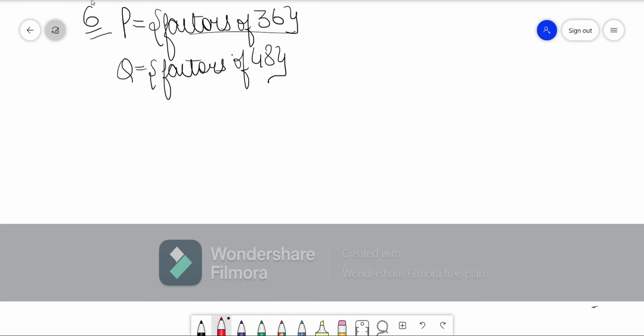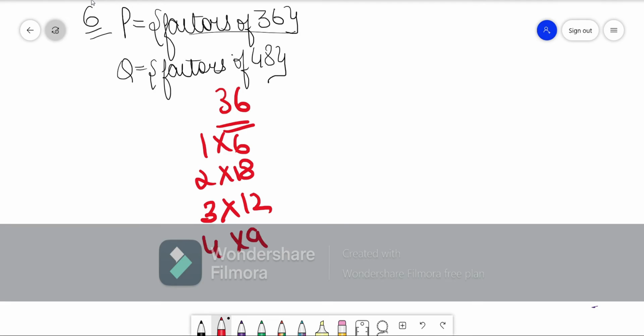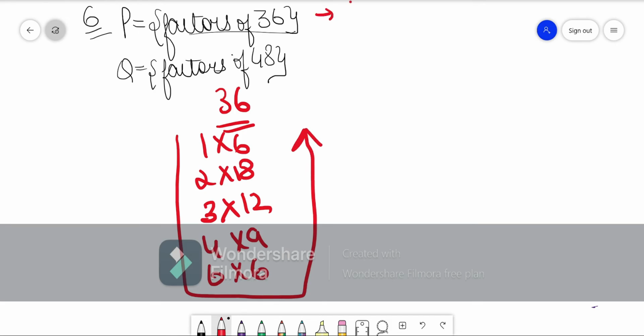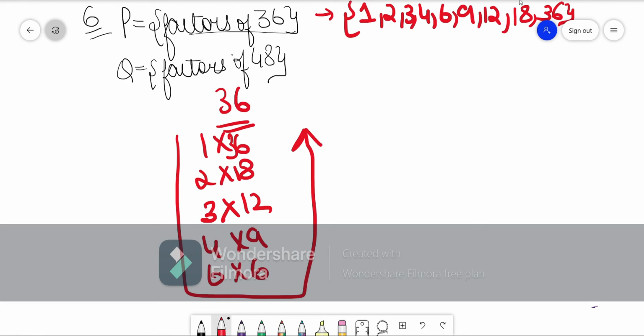Right. Factors of 36 we are talking about first. 1 into 36, 2 into 18, 3 into 12, 4 into 9, 6 into 6, right? These are the factors. Okay, so the set P would contain 1, 2, 3, 4, 6, 9, 12, 18 and 36, right? So you've written the elements.